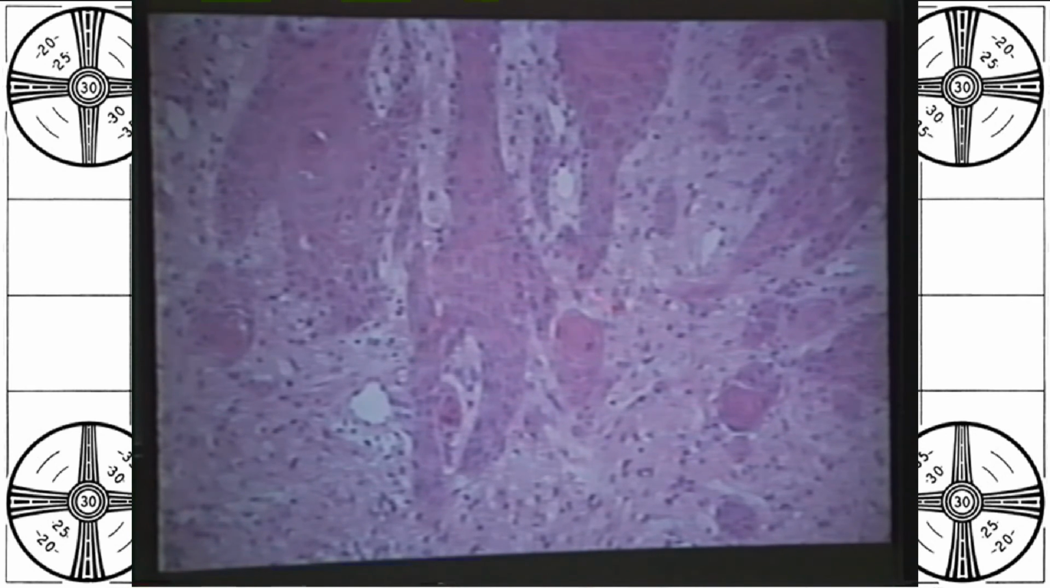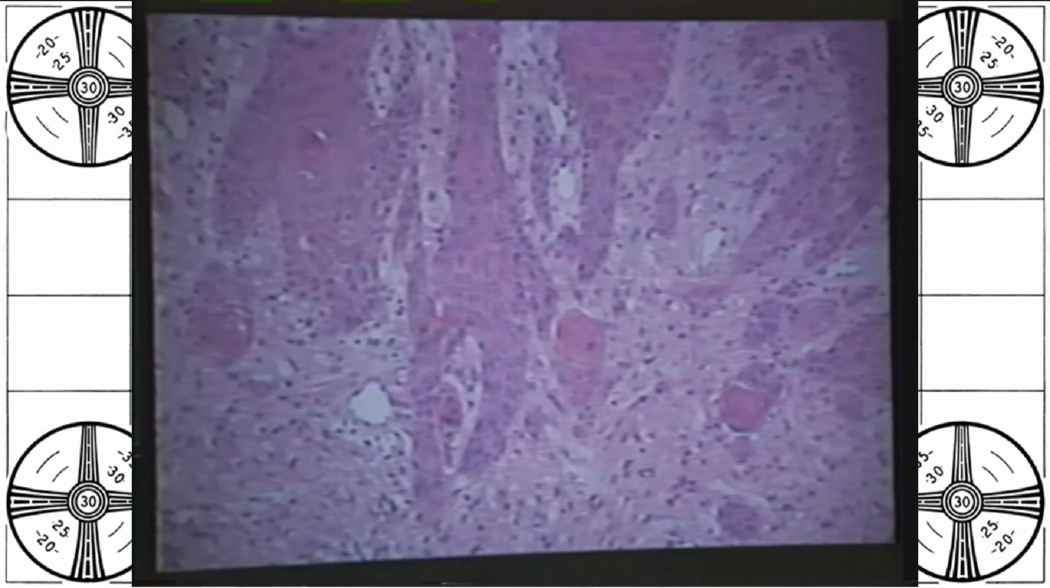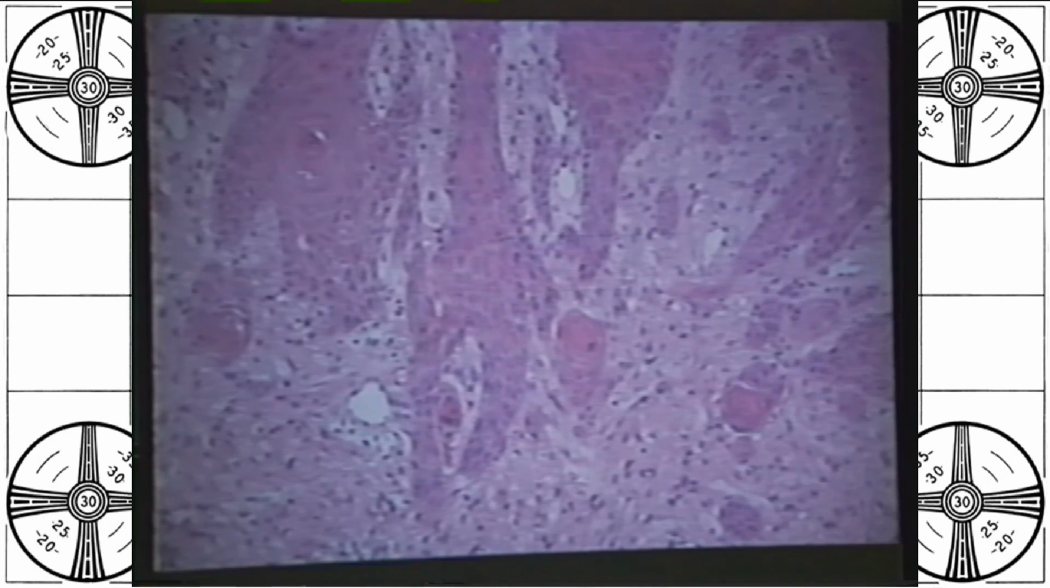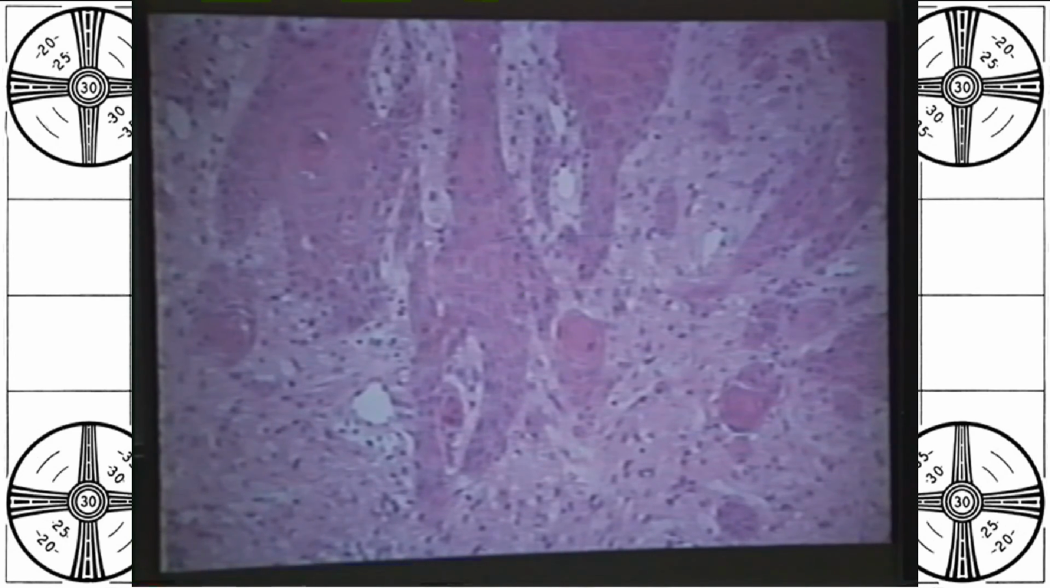This is what gets you right here. Again, note these nests down very deep in the tissues that are keratinizing, and sometimes they've got fairly dark nuclei and so forth. So if you don't adhere strictly to your cytologic criteria for malignancy, you'll go down the drain, call it squamous cell carcinoma, and that's it. We've bought the farm.